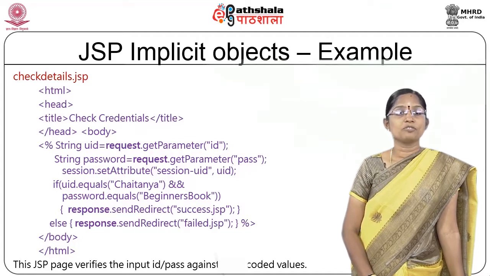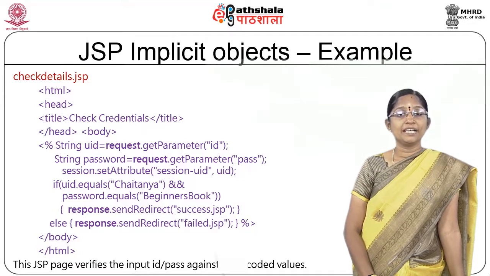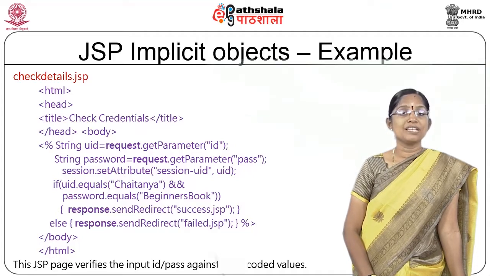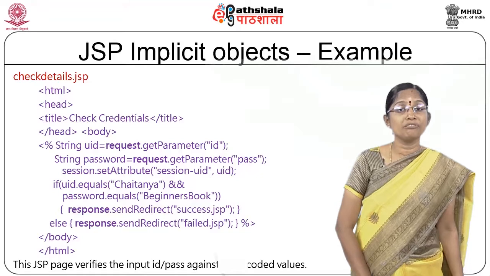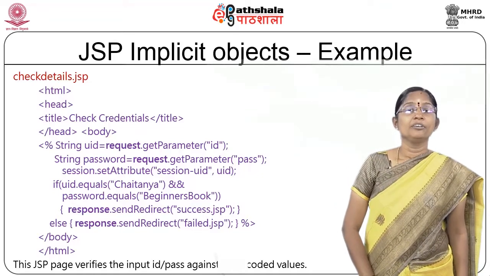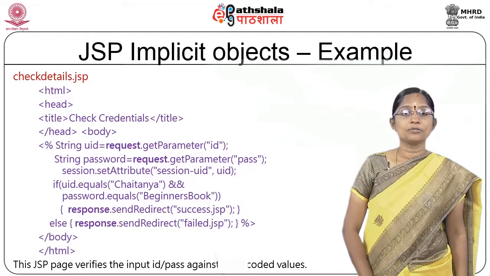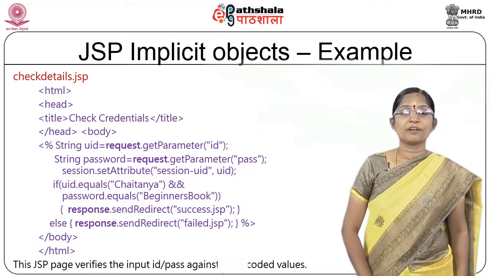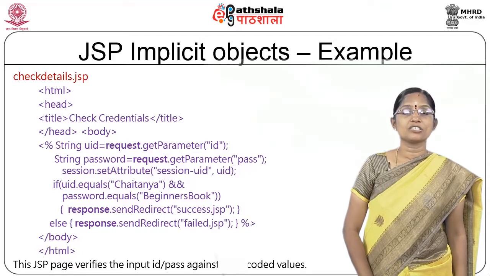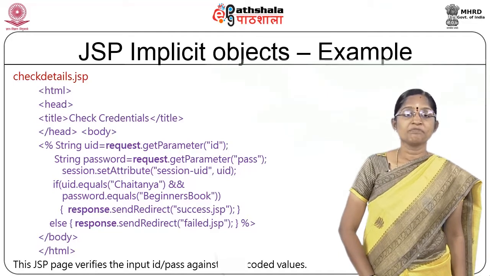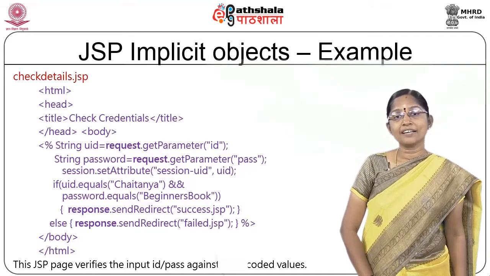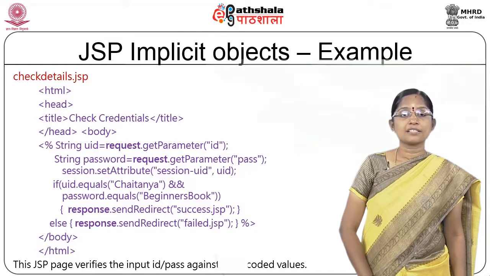Subsequently, the next implicit object has been used: session.setAttribute of sessionUID, UID. That is, for this particular user ID, a particular session attribute has been set, which says that this session is meant for this particular user. Then you can check that if the user ID is equal to Chaitanya and the password is equal to beginnersbook, you can send a response from the server to the client with response.sendRedirect of success.jsp. It is nothing but the response has been redirected to the JSP page success, else the response has been redirected to the JSP page failed.jsp.